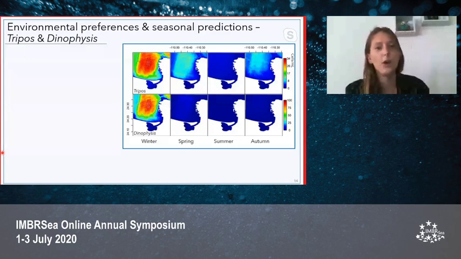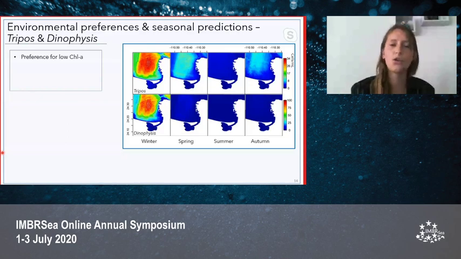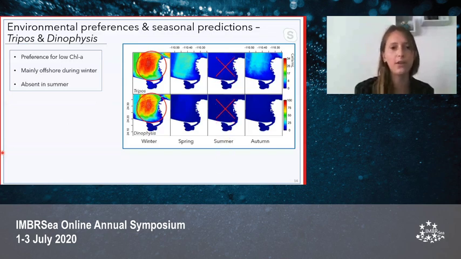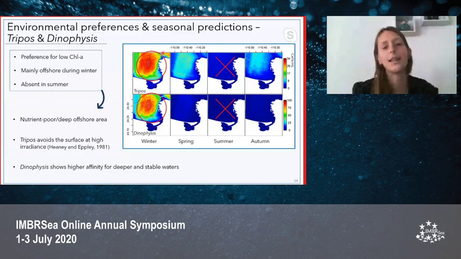So now the environmental preferences and seasonal predictions, first for Tripos and Dinophysis. Both genera showed a preference for low chlorophyll A. They were predicted to occur mainly in the offshore area during winter and to be absent in summer. They occur mainly in the offshore area because the area is nutrient poor and deeper than the rest of our study area.